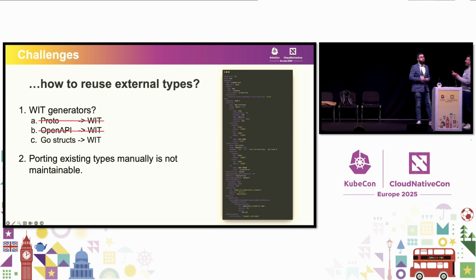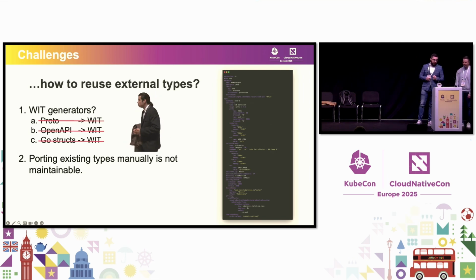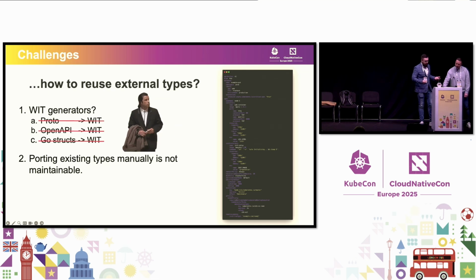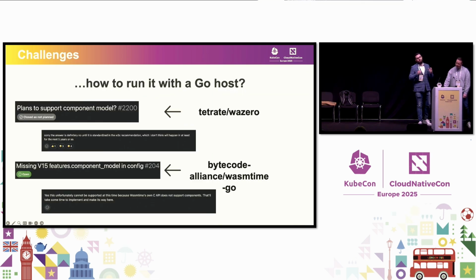We were hoping, like, let's go structs. But sadly, Go structs to WIT was also a no-go. And yeah, that was our first road bump. Well, we need to reuse external types. I mean, for any integration, we cannot just write it by hand manually. So nonetheless, we wanted to try to make it work.